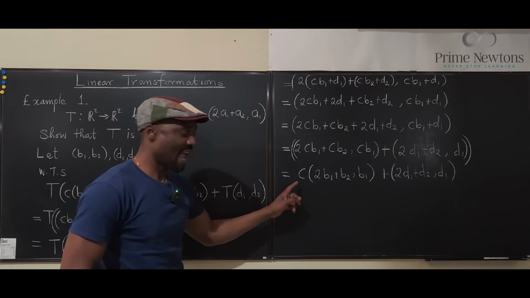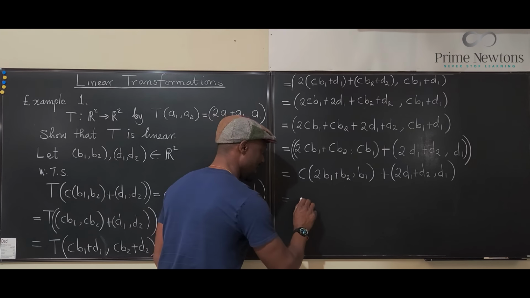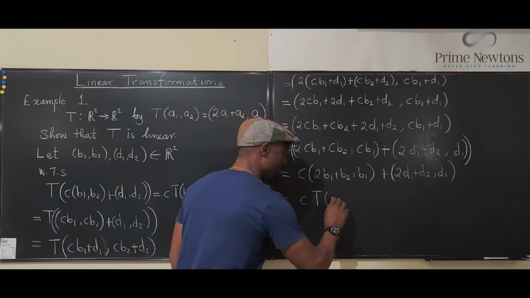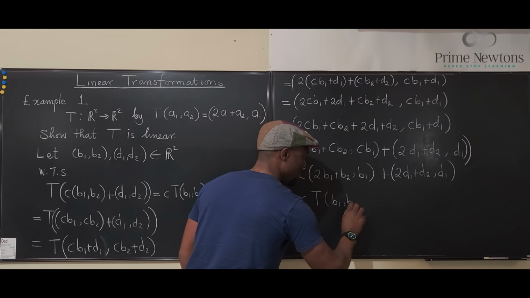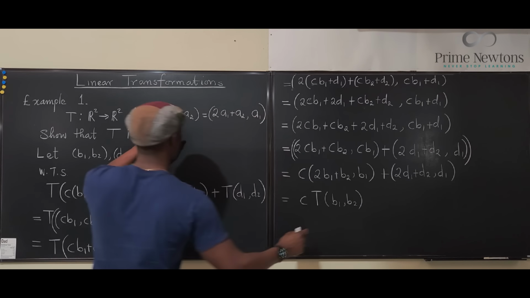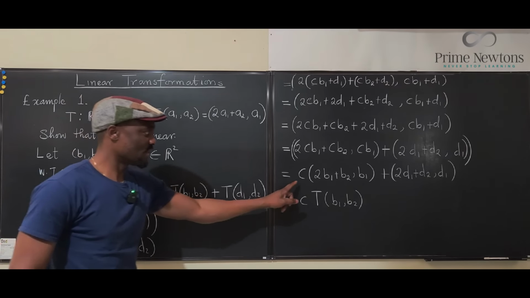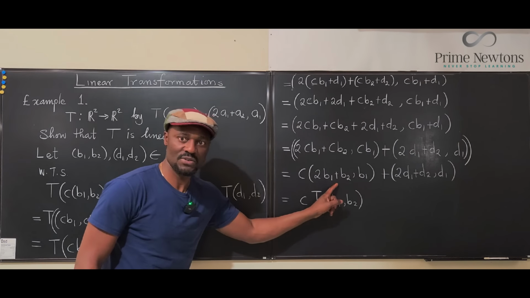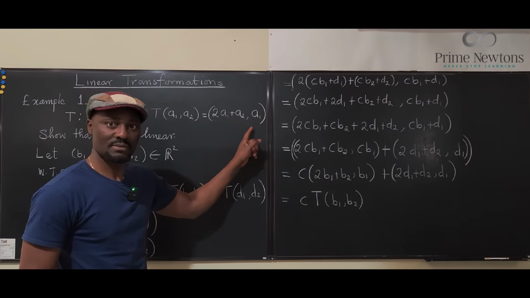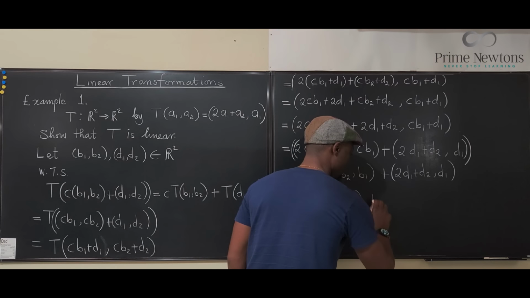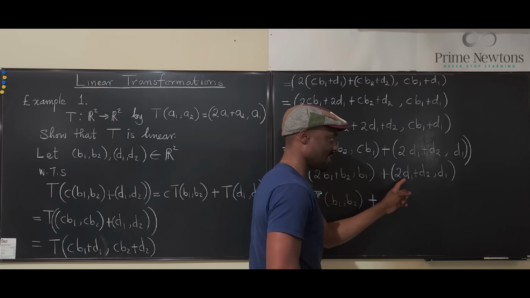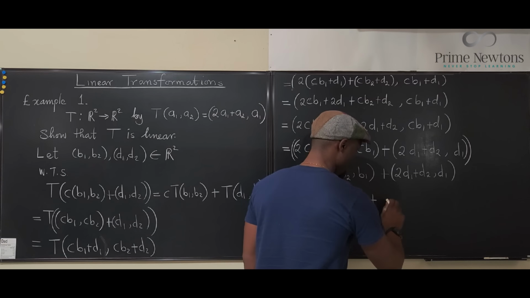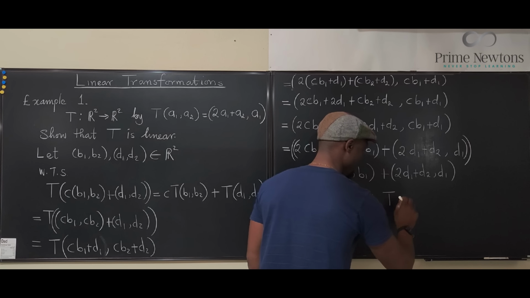Notice that what I have here is basically C times the transformation of B1, comma, B2, according to this definition. I just put C times this transformation, because this transformation is going to give you this according to this definition. And this is plus. What is this? This is just the transformation of D1, D2.